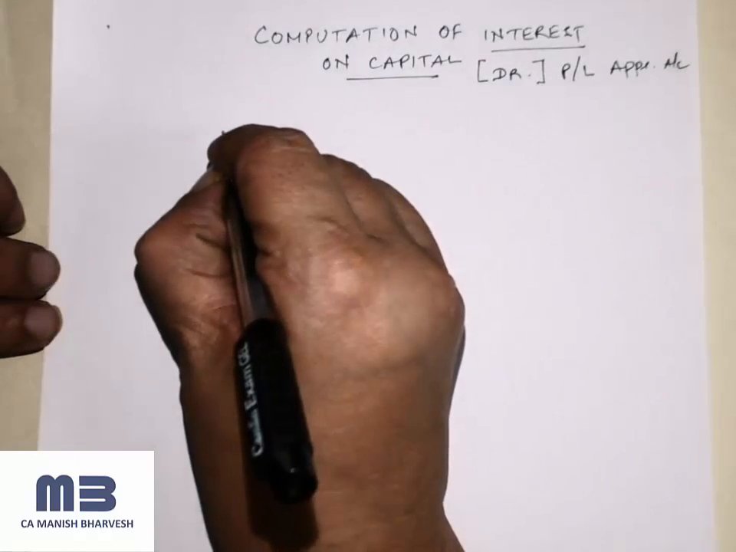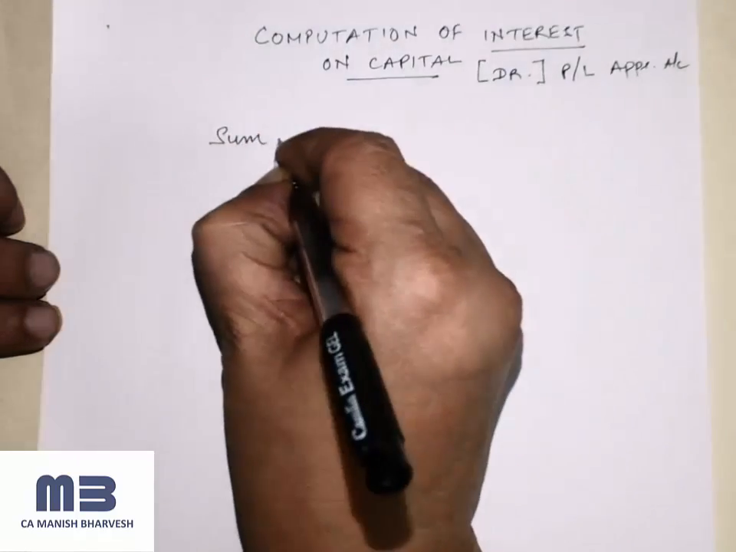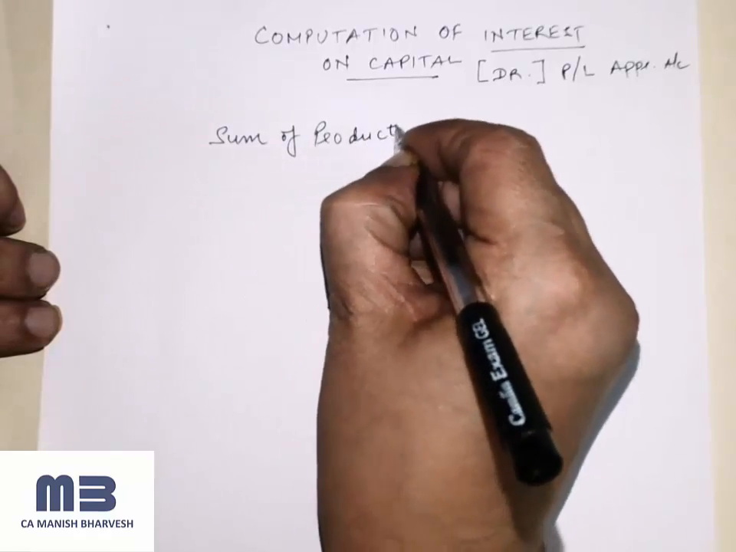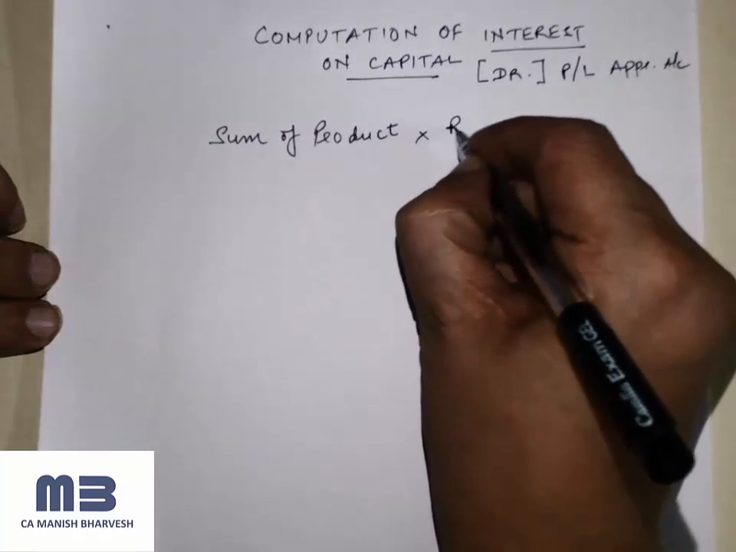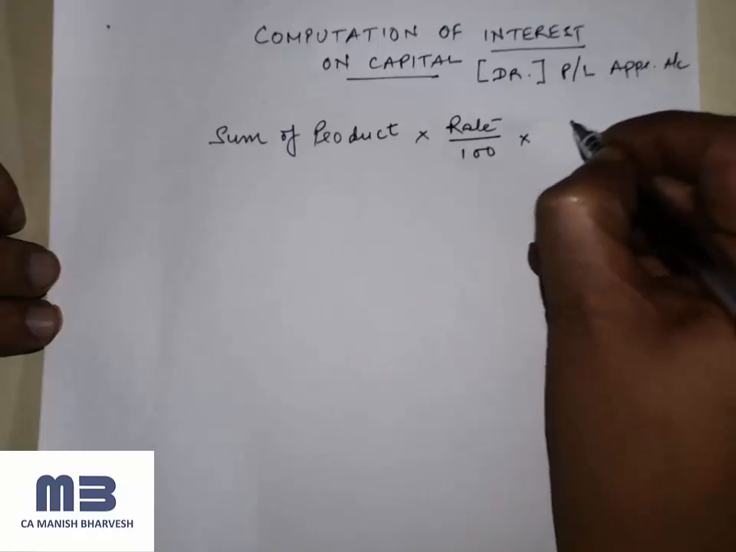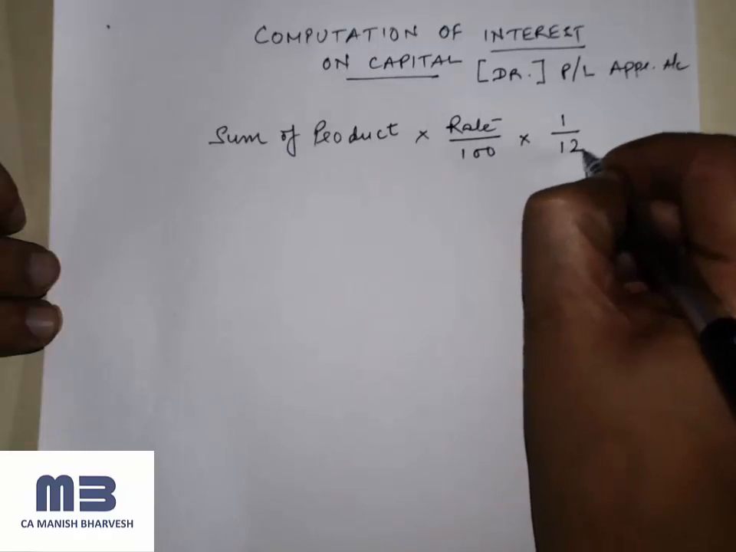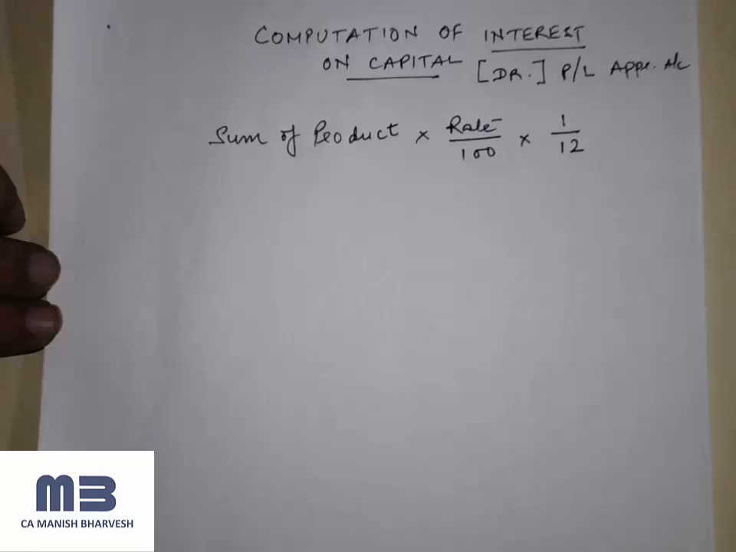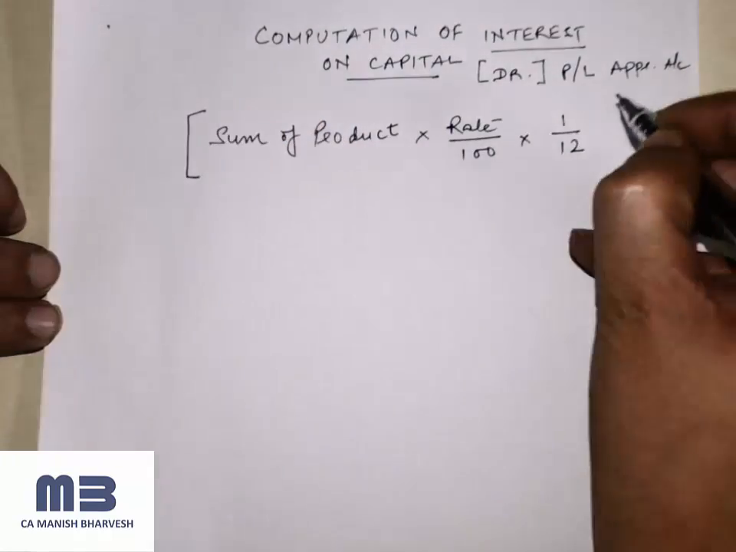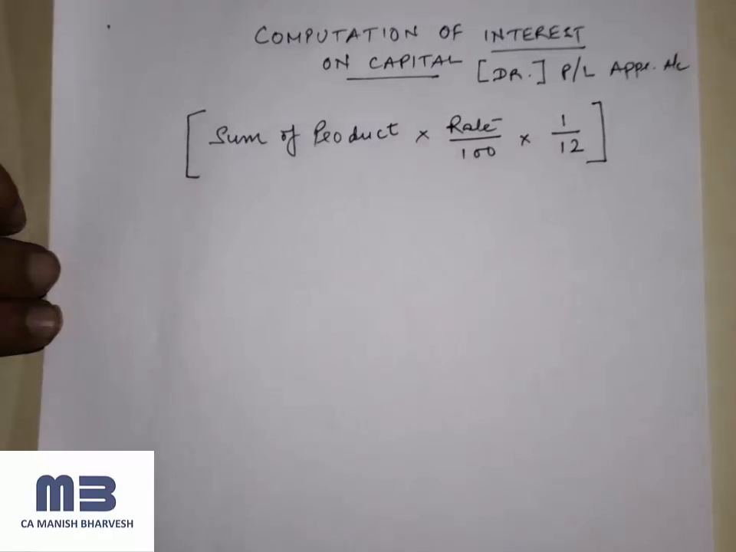So the formula used is sum of product into rate upon 100 into 1 by 12. And to understand this computation, let's take a numerical.